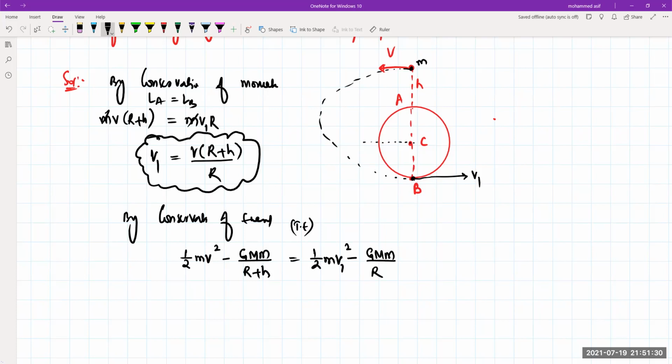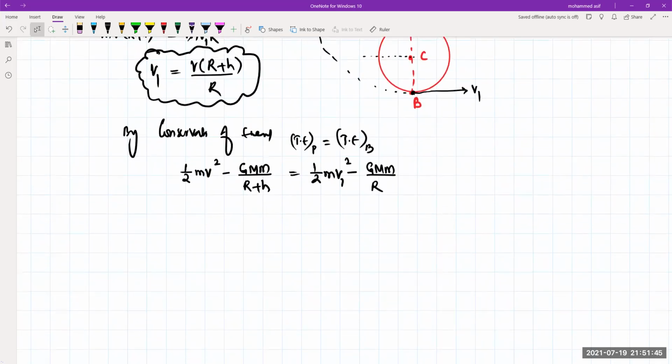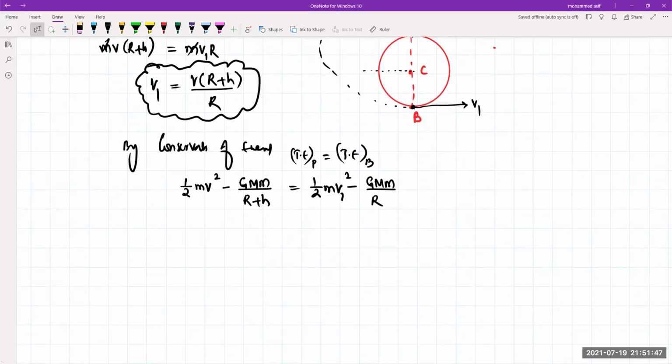I can give some name for this one. I'll take it as some P. So total energy at P will be equal to total energy at B. I hope everything you can do it right now. So in this one, what can I take common? If I'm taking anything common, see how much I will be getting: half m V square and half m V1 square. So all the capital G, capital M terms I can take on one side, and the V1 terms also, so it is half into M into V square.